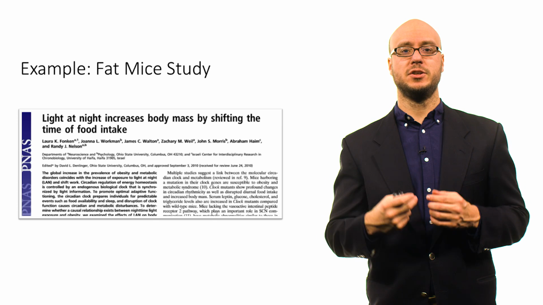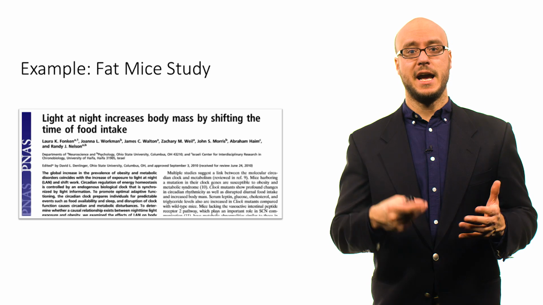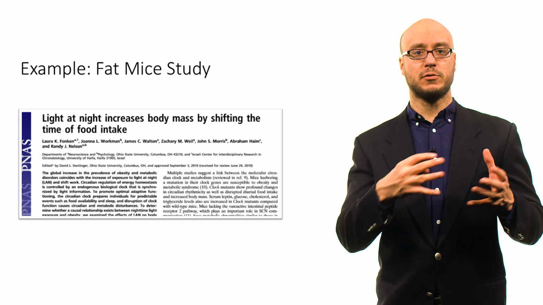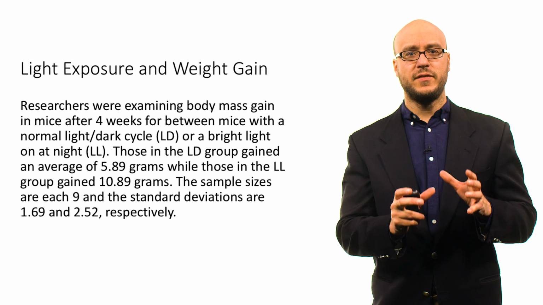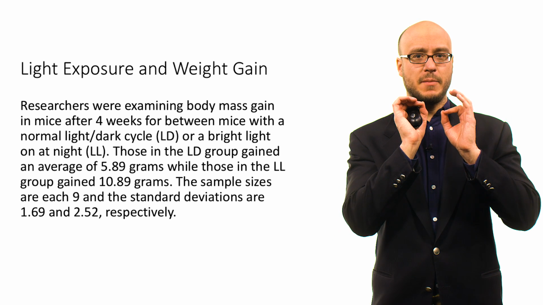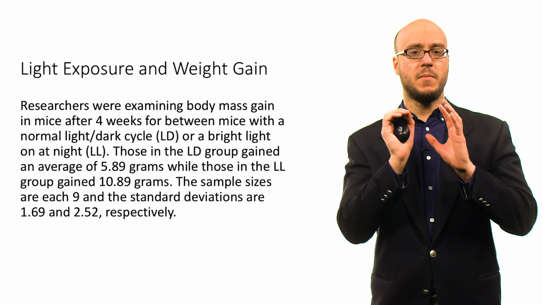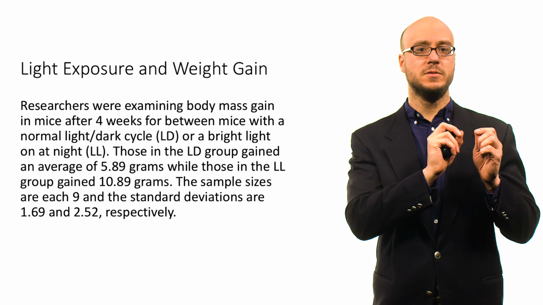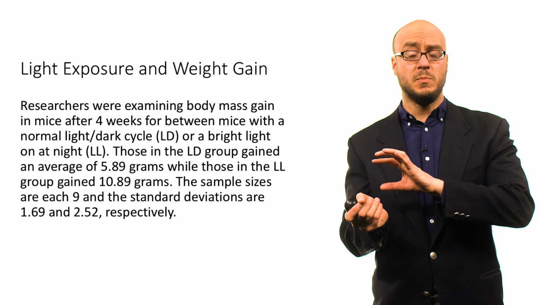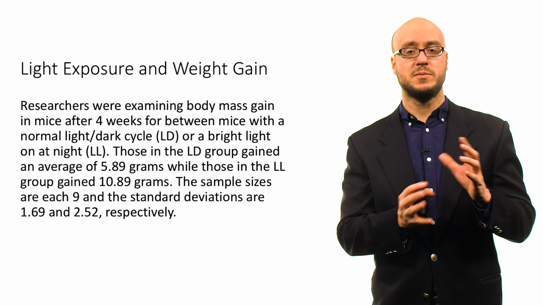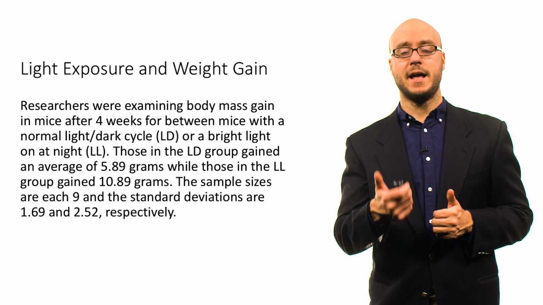So they're trying to generalize to humans, but for the purposes of the data at hand, it's a collection of mice. And they randomly assign different groups of mice to different treatment and control groups. So what they wanted to know specifically was they wanted to examine body mass gain in mice after 4 weeks, for those who are exposed to a normal cycle of light and dark as compared to a set of mice who are exposed to bright light at night. Okay, so we're going to label these two groups LD and LL.